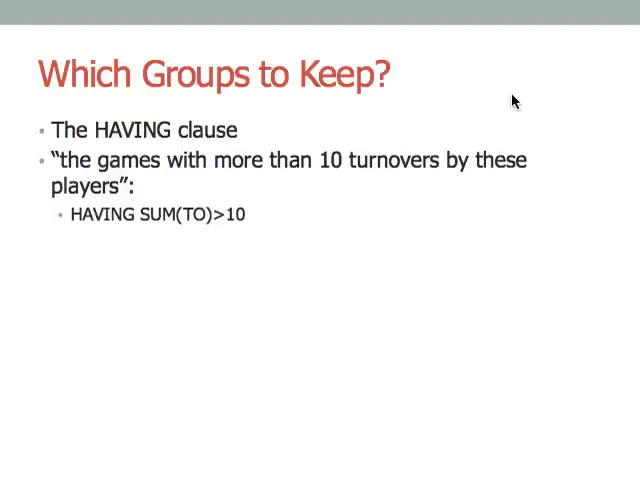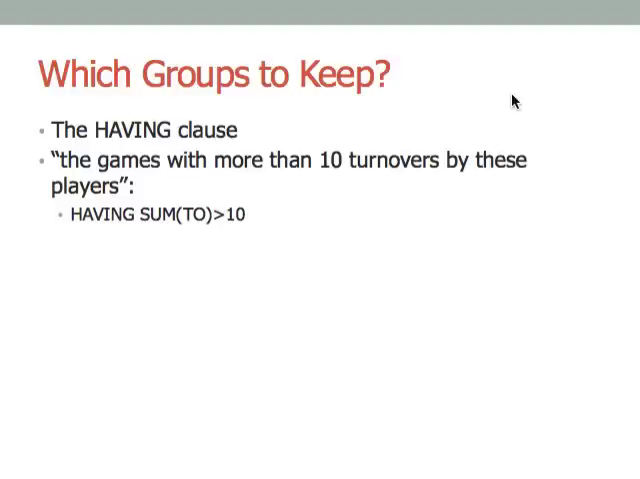That is where the having clause helps us, because we have groups by games with the sum of turnovers, but we want to keep only those games, i.e. the groups, where the sum of turnovers is greater than 10, which is where the having clause helps us.